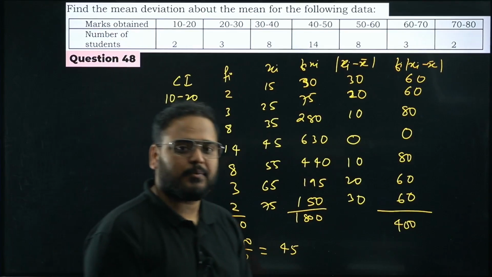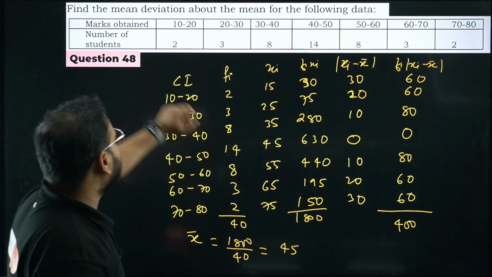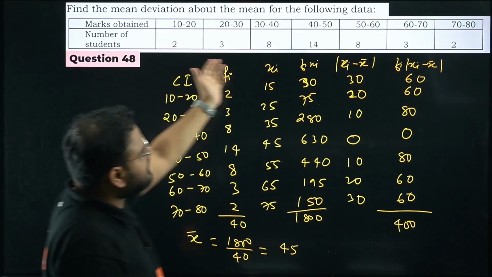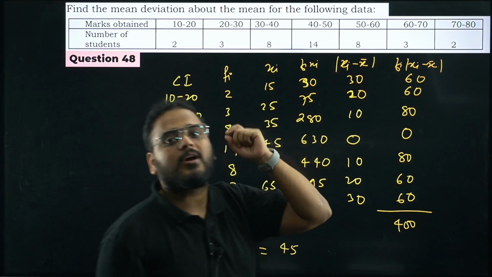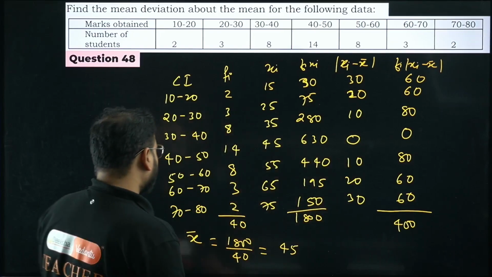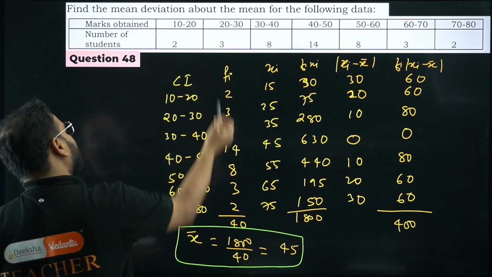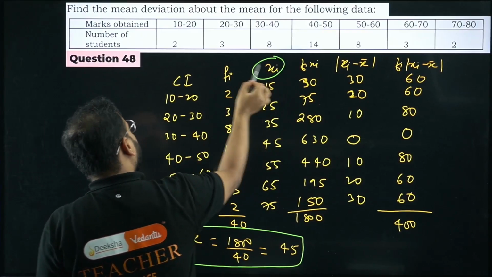Question number 48 now. I have taken this solution already over here to save some time. No other reason. So we have 10 to 20 going up to 70 to 80. We are supposed to find what? Mean deviation about the mean. So we have to find first thing as mean. So I've already found the mean over here. Please check. How do you do that, sir? They're given class interval and frequency. So find class mark. What is this, sir?